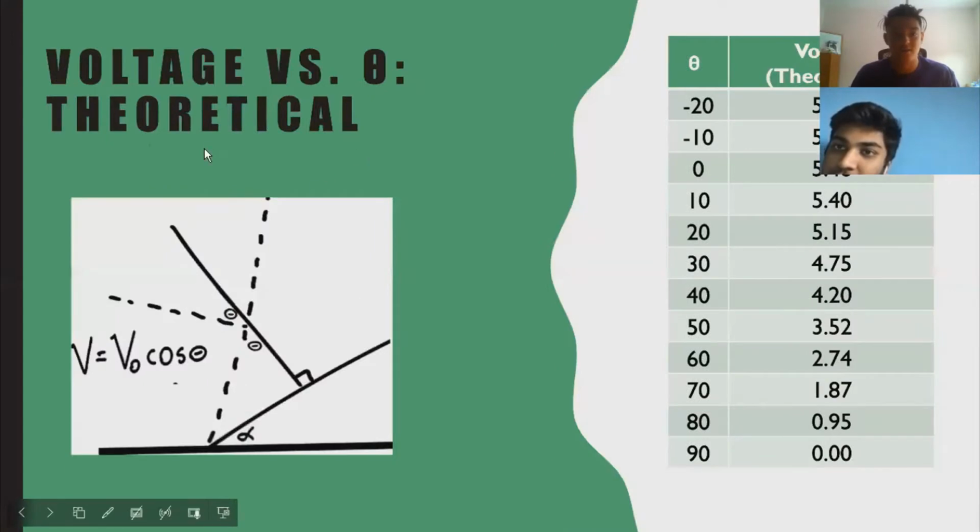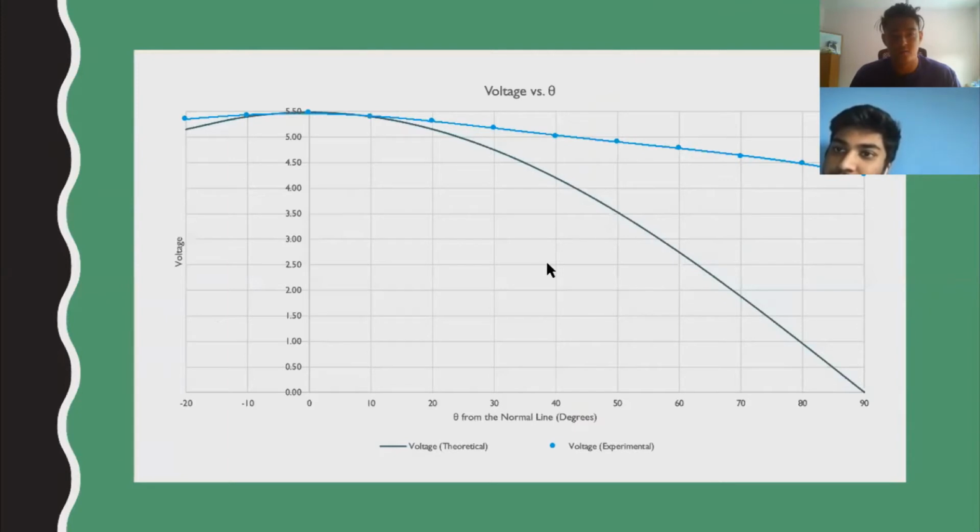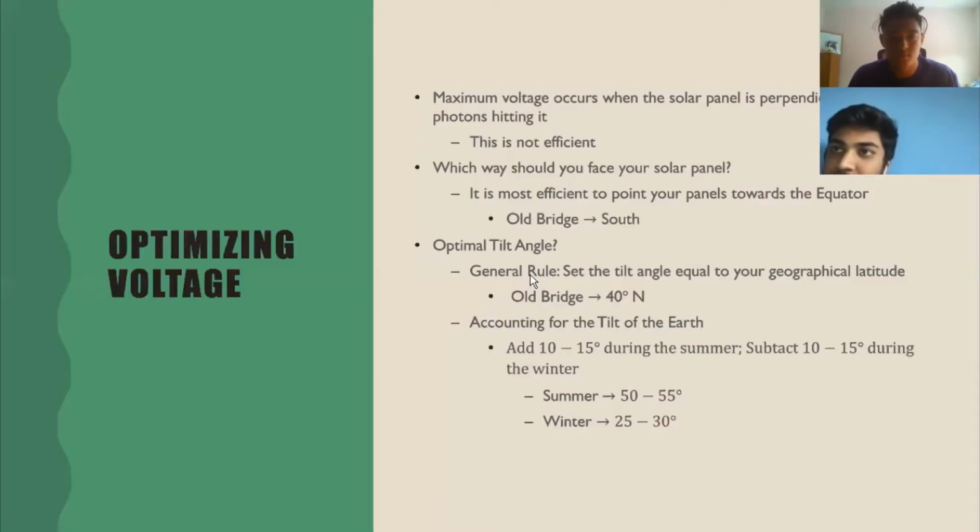And then the theoretical, as you can see here, the way we found that was it's just V naught cosine theta because of the angles that align, and we got those given values. And see here, at 90, we would expect the voltage to be zero. And here are both data points combined. I mean, they're pretty on point. We have a little intersection here around that 10 degrees from the normal line, and we're pretty happy with this data. So optimizing voltage, back to you, Malak.